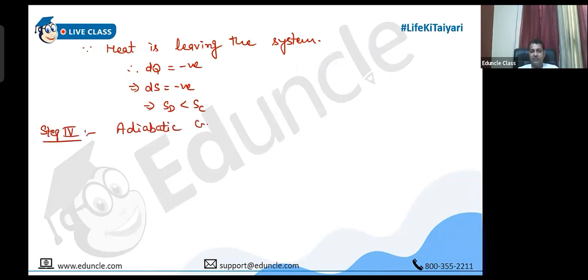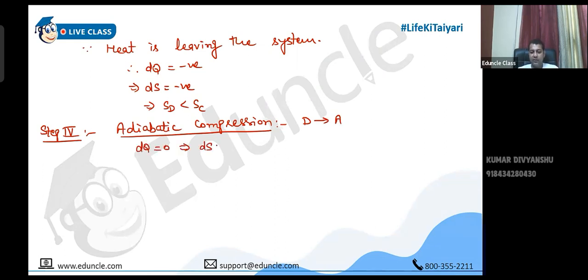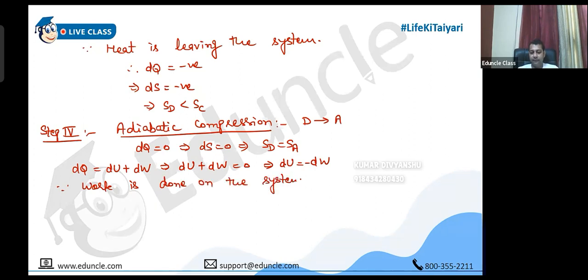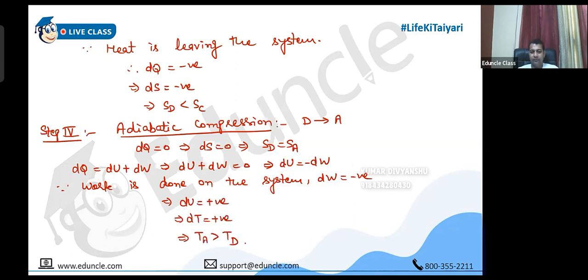What about step 4? Adiabatic compression, D to A. Again, dQ is 0. This gives dS 0, meaning Sd equal to Sa. Now, because work is done on the system. See. Please check.